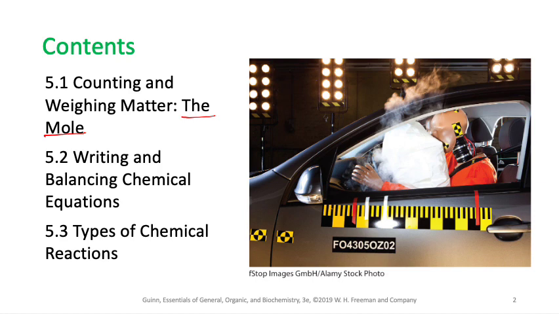The second one, we're going to learn about what a chemical reaction is and how we can write a chemical reaction in the form of a chemical equation and how to balance it. And the last, we're going to talk about how many types of chemical reaction there are and what those are, and then we try to learn about all those types of chemical reaction.